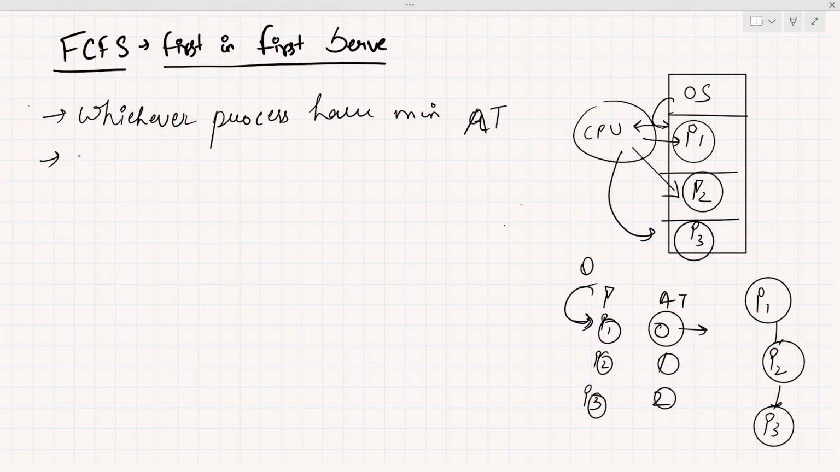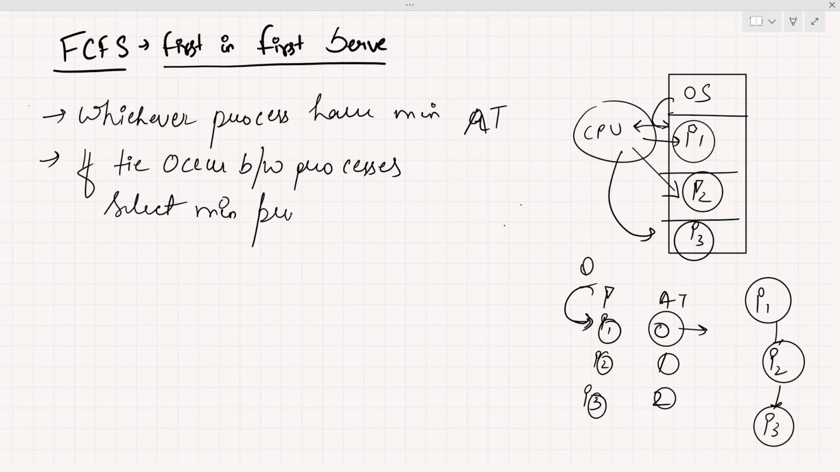Okay, so if a tie occurs between the processes, then what do we have to do? We have to select the minimum process ID first. So 1 is the minimum, and then 2 and then 3. This is what this line says, that you have to select the minimum process ID first. Okay, so you understand the FCFS concept.